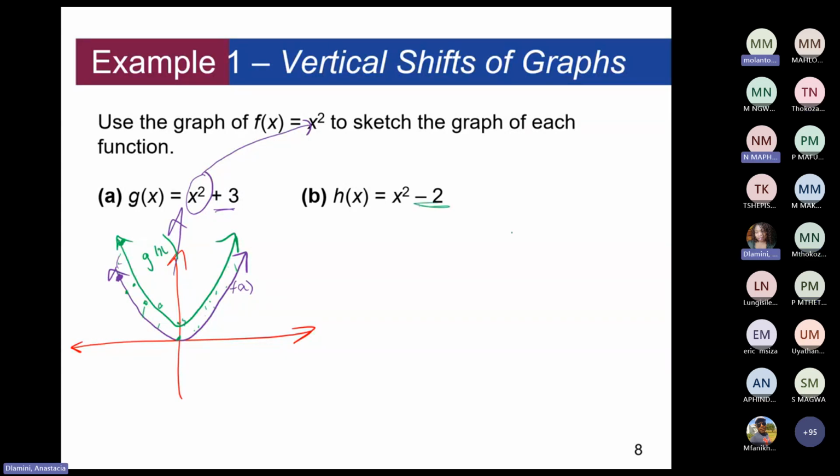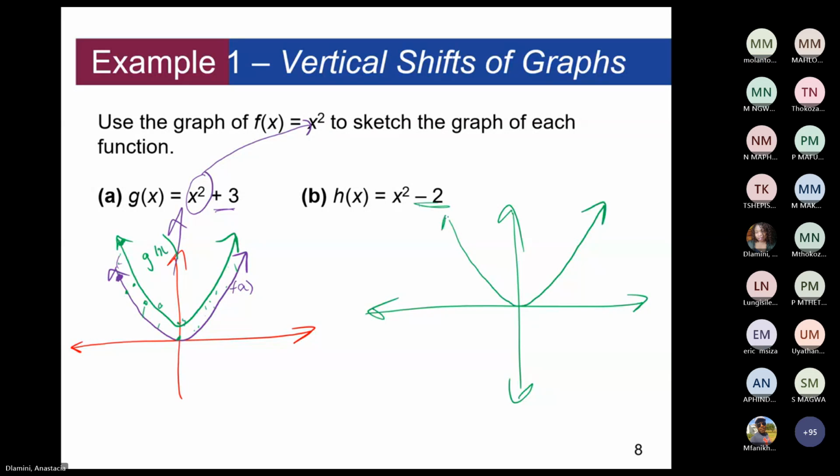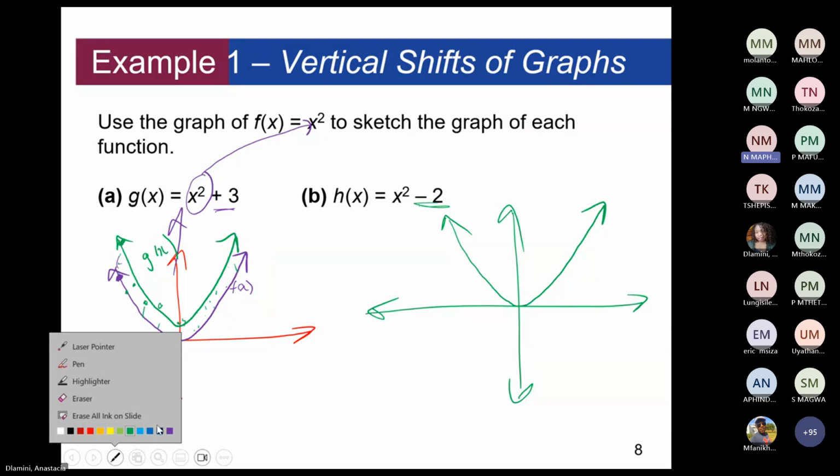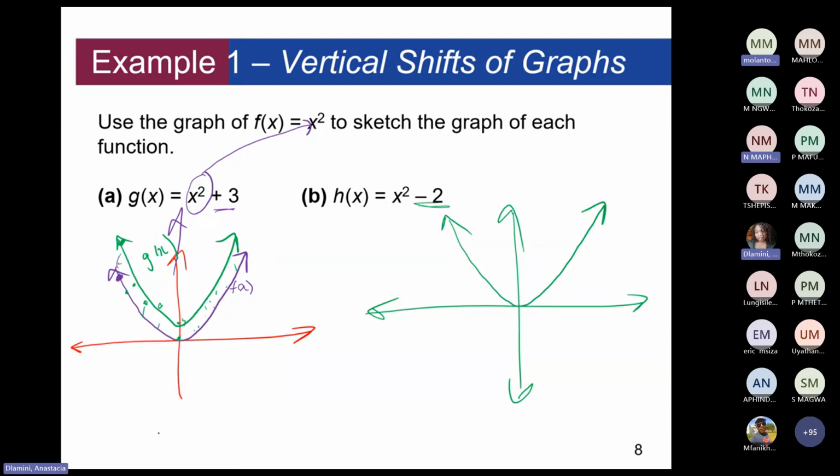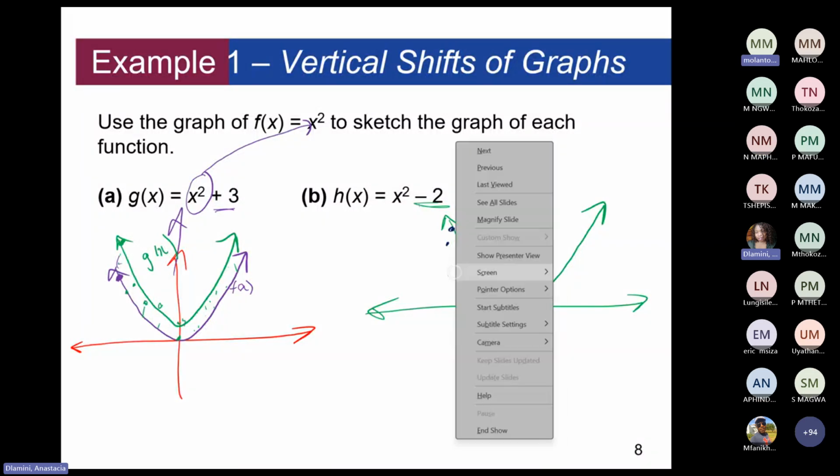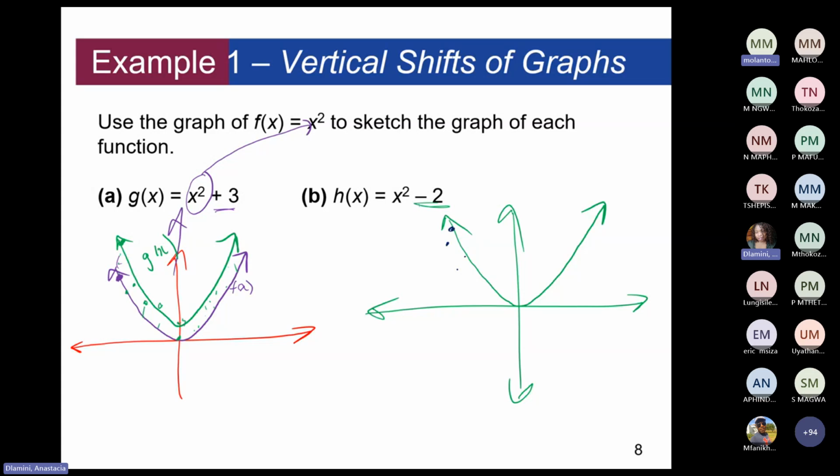So meaning that here, we are moving 2 units down. So what we do is we go and draw our f of x. We know our f of x is this one, and now y is -2. So since our f of x is that one, we're now moving 2 units down. So this point will move 2 units down. This point will move 2 units down. This point will move 2 units down. So it'll be something like this. Here it will be -2 because here it was 0.